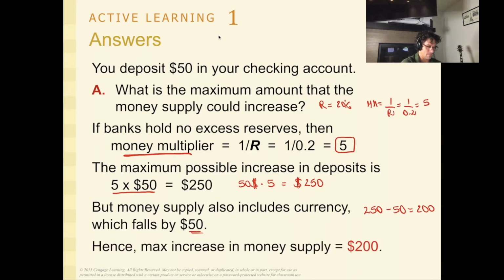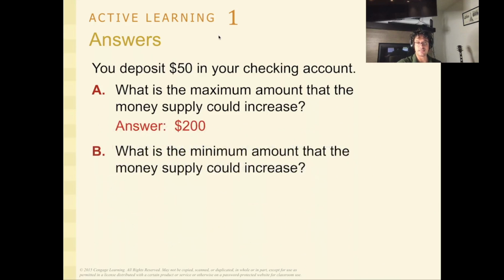Okay? The maximum increase in money supply is equal to 200. What is the minimum? If there was no banking system, or if all these deposits were not lent, then the increase will be $50 minus $50. So if the bank does not lend this money, there is no change in the money supply, which is always equal to 50. So the change is going to be equal to 0.